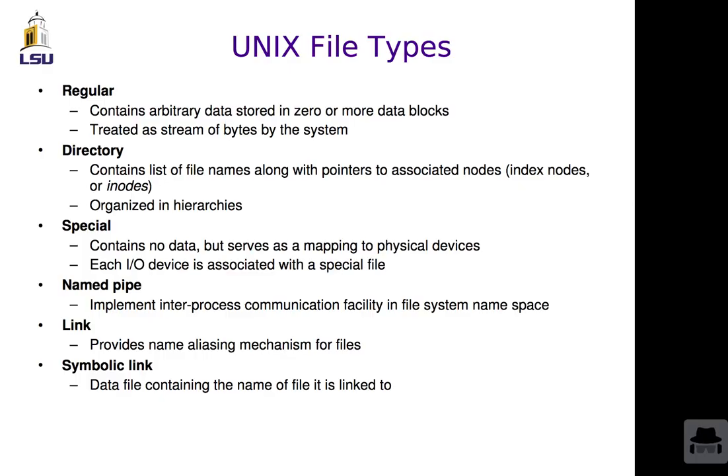This is just a list of different file types. You've got a typical regular file, which is just data. It can be taken as ASCII or a PDF or a zip file, but it's just treated as a stream of bytes. A directory is where you would put files, so it's basically a container for files. Special contains no data but serves as a mapping to a physical device. That's kind of like what you would see in dev.